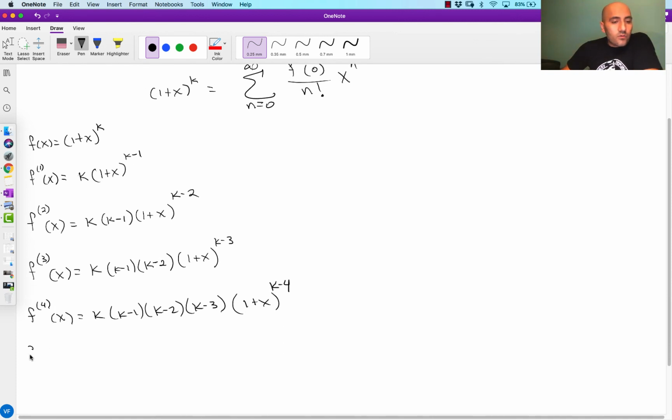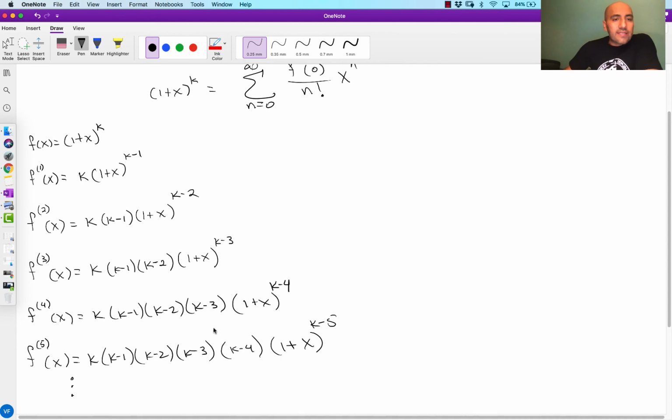Okay, let's do one more. So this is the fifth derivative of our function, that's going to be equal to k times k minus 1, k minus 2, k minus 3, k minus 4, times 1 plus x to the power of k minus 5. Okay, so then we keep going. Hopefully there's enough there to establish a pattern.